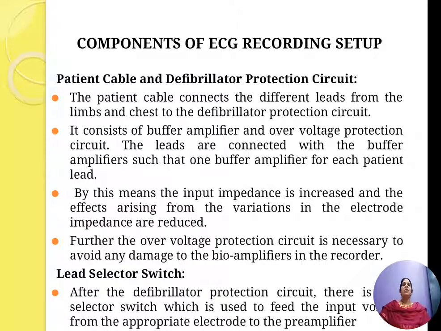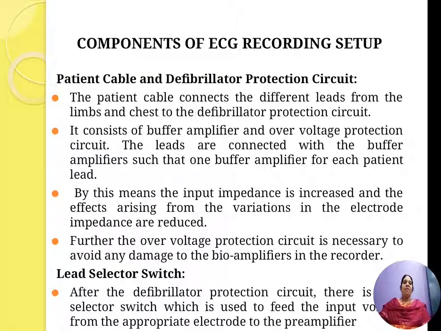The first component of the ECG recording setup is the patient cable and defibrillator protection circuit. The patient cable connects the different leads from the limbs and the chest to the defibrillator protection circuit.